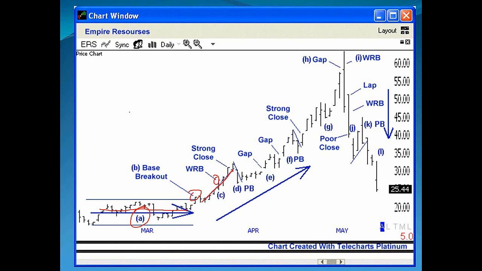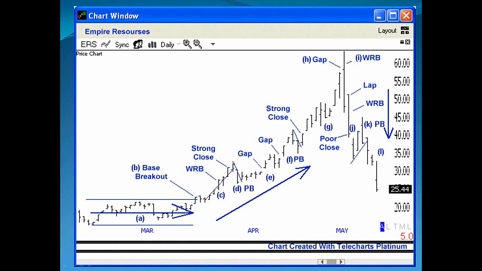You start getting a wide range bar, meaning that the bars look like this, and all of a sudden you have a wide range bar. And then they begin to close higher. Notice it closes towards the top of the range. Got a little pullback here, and then the stock begins to take off again. You've got a gap here. You've got another gap here. You've got a strong close, meaning that it's closing towards the top of its range. So these things are telling you that a trend is developing, or there's a trend in place.